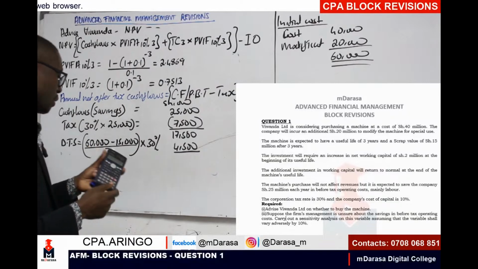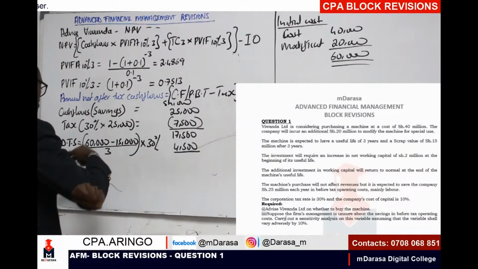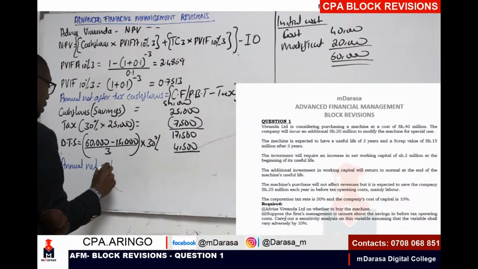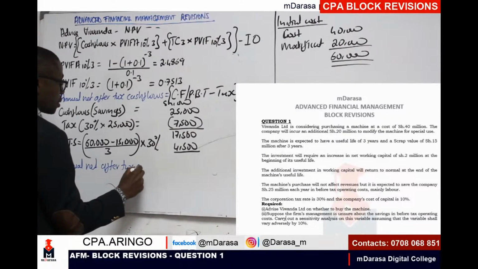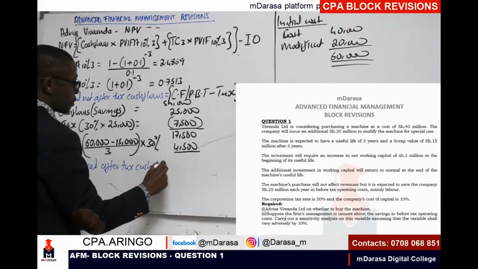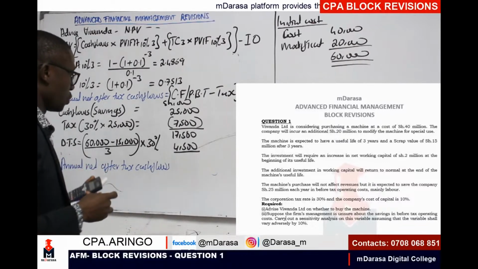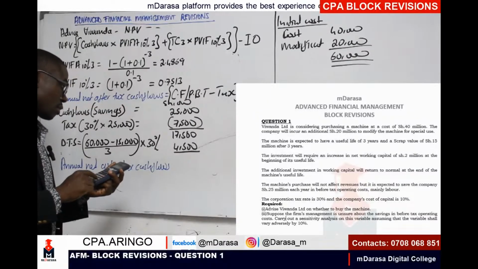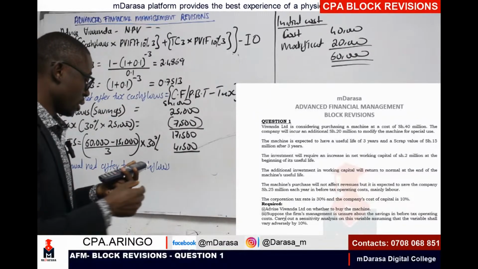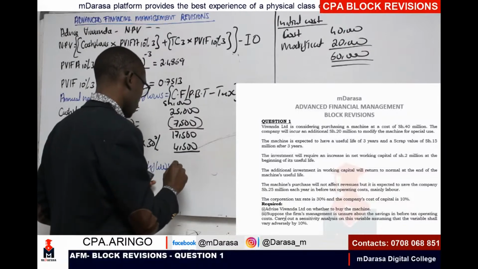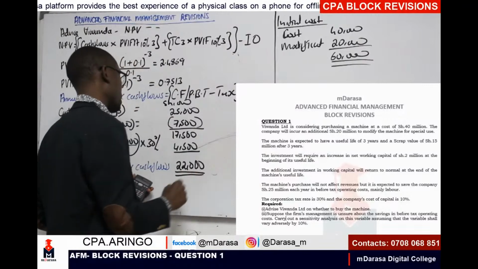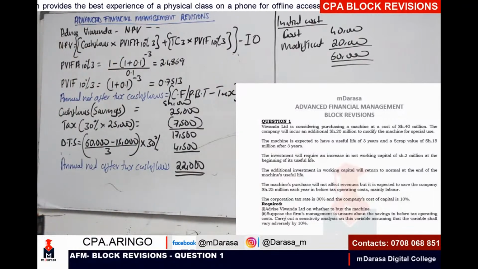Our annual net after tax cash flows. I should be having that value, which is how much? 17,500 plus 4,500. This should give us 22,000. So that is what Mwalimu is getting. Kindly confirm with what you're having.